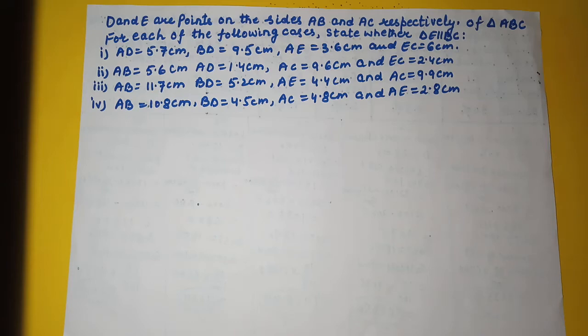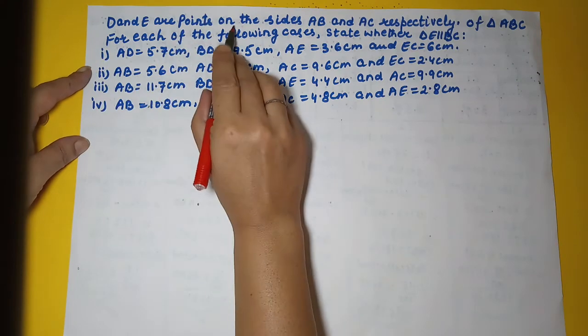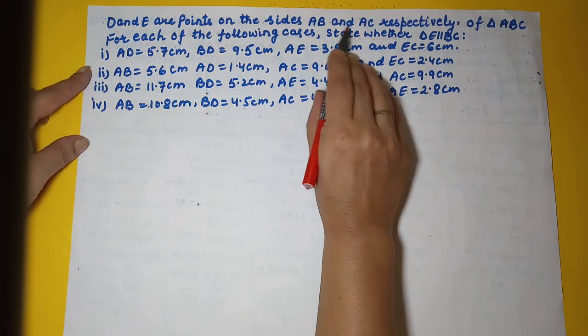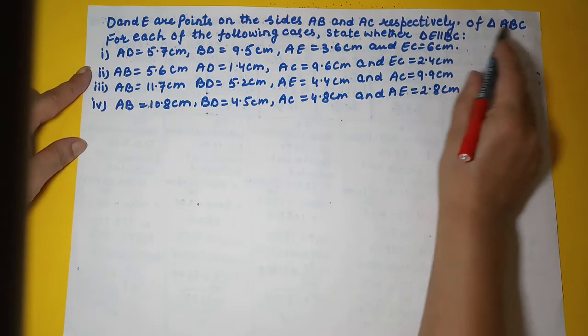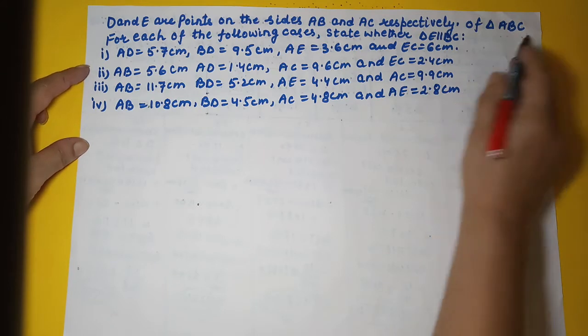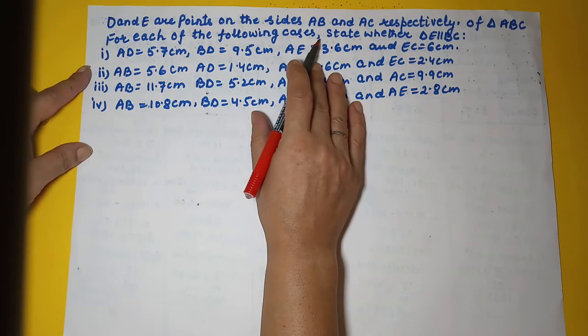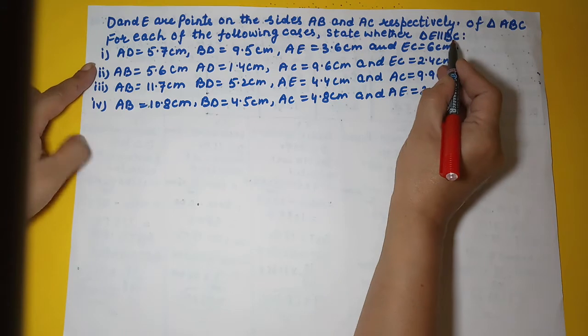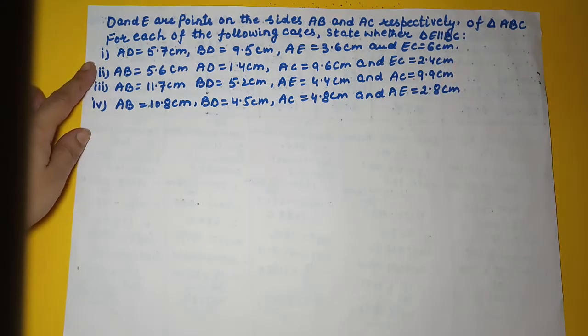We are continuing with the similarity. Here the question is, D and E are the points on the sides AB and AC respectively of triangle ABC. For each of the following cases, state whether DE is parallel to BC, right?